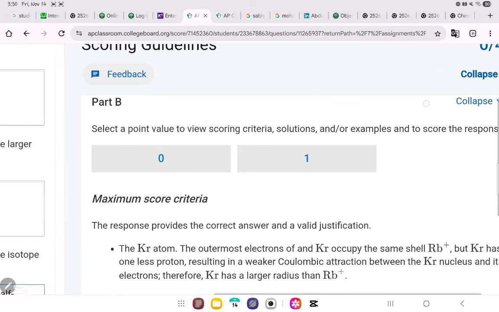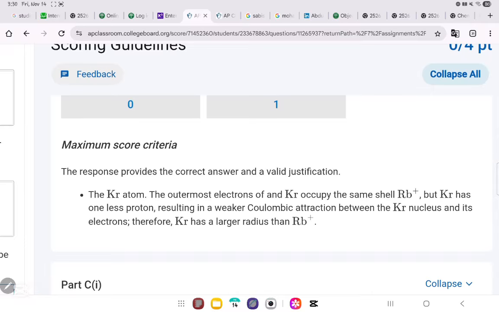Let us see what they want us to answer. They want us to see that the outermost electrons of Kr occupy the same shell as Rb+, but Kr has one less proton, resulting in a weaker Coulombic attraction between the Kr nucleus and its electrons. Therefore, Kr has a larger radius than Rb+.